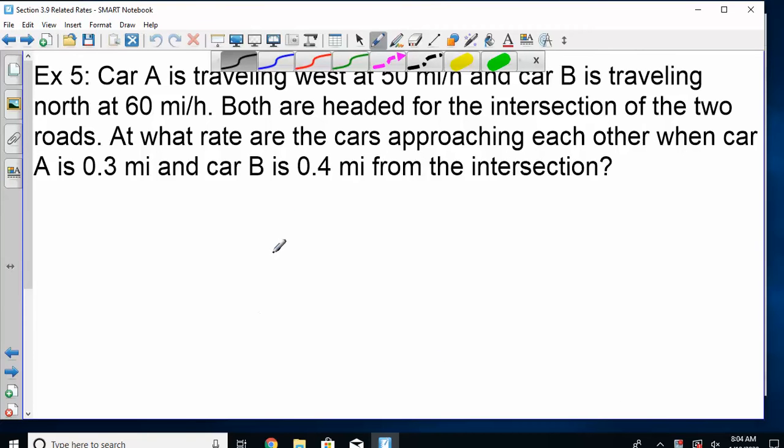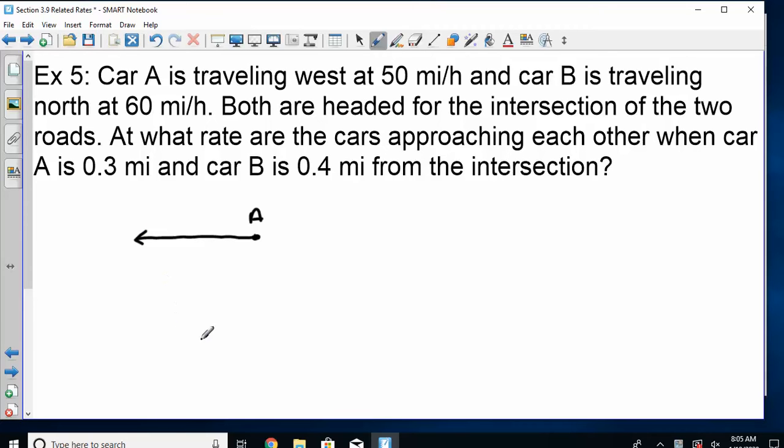Draw a picture. Okay, so I have car A. What direction is it going? Okay. And is that a constant or is that changing? It's changing. Okay, and car B is somewhere going north and they are heading for the intersection. So these two cars are going to meet up at some point.